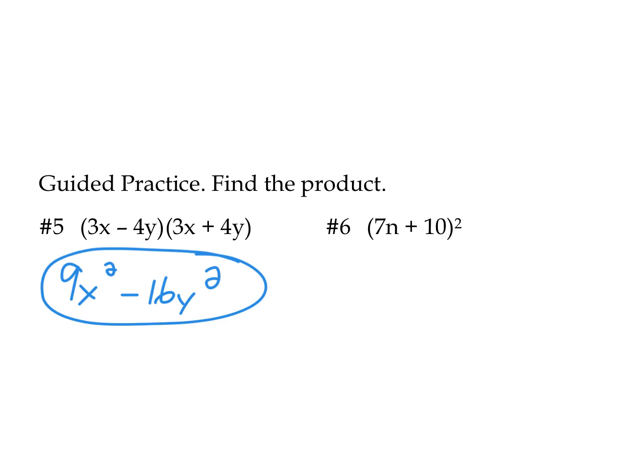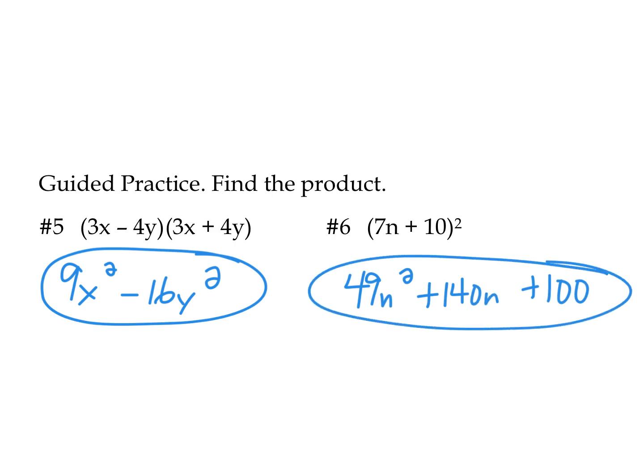Okay. Remember, this is one where when it's the same sign, whether they're both pluses or both minuses, I'm going to take the first term, 7n times itself would be 49n squared. At the end, I'm going to have a 10 times 10, which is plus 100. In the middle, 7n times 10 is 70n, and then don't forget to double it, plus 140n. So that would be my product for number 6.